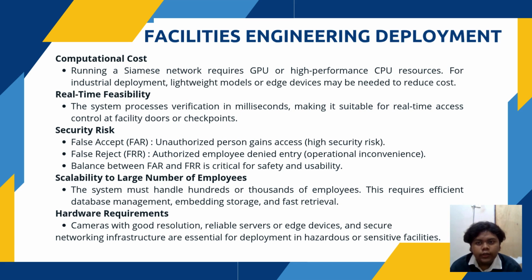The third one is security risk. We must consider both types of error. A false accept, FAR, means an unauthorized person gains access, which is a high security risk. Next is also a false reject, FRR, which means an authorized employee is denied entry, which causes operational inconvenience. Balancing the FAR and FRR is critical to ensure both safety and usability.